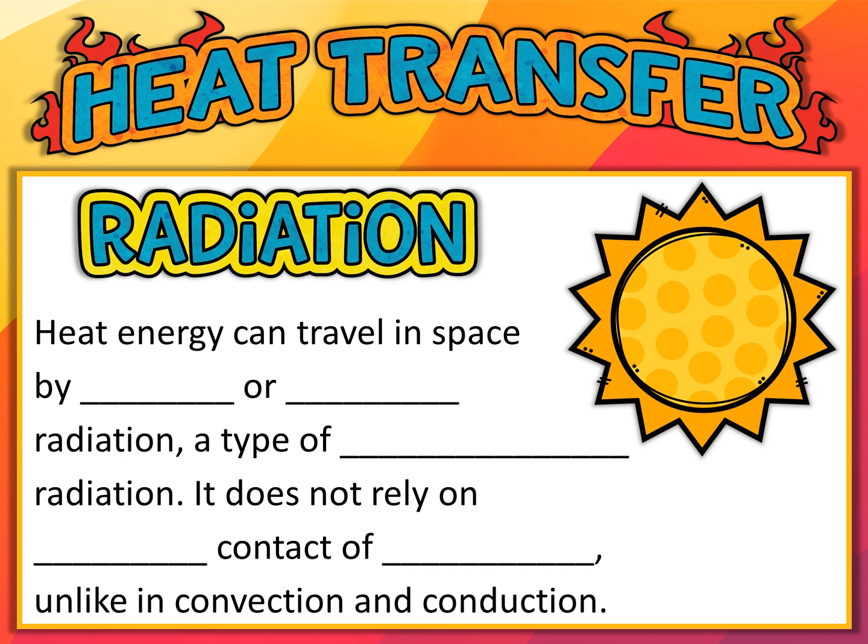All right, if you have finished conduction and convection, you are ready to move on to radiation. It's heat energy that can travel in space by infrared or thermal radiation. It's a type of electromagnetic radiation. Sometimes we call it EM.